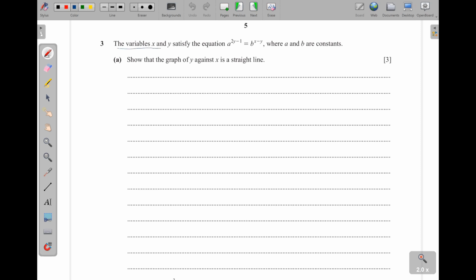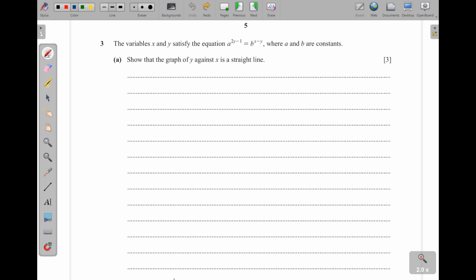Question 3. The variables x and y satisfy the equation a power 2y minus 1, which is equal to b power x minus y, where a and b are constants. Part A. Show that the graph of y against x is a straight line. It has to be in the format y is equal to mx plus c. Okay. Now, what we are going to do here is to introduce logarithms on both sides.